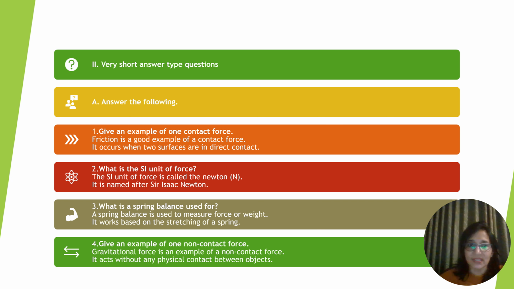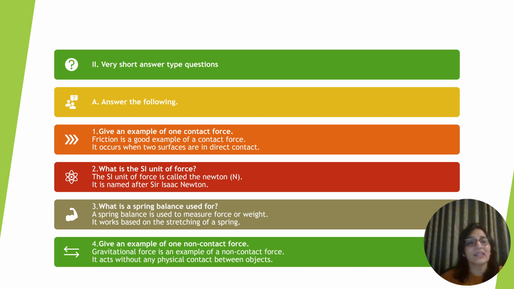These are some of the short type questions. Give an example of one contact force. Now, friction is a good example of contact force and it occurs when two surfaces are in direct contact. So when we talk about friction, what is friction? It is the direct contact. Friction is produced when the two bodies or the two objects are rubbed together.